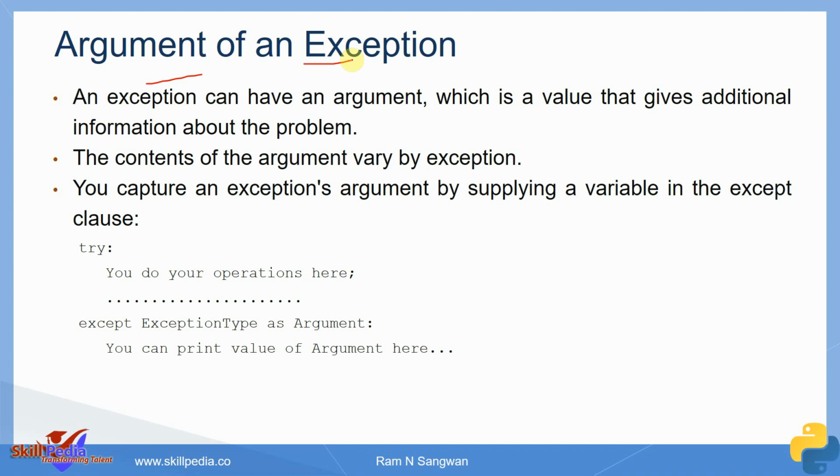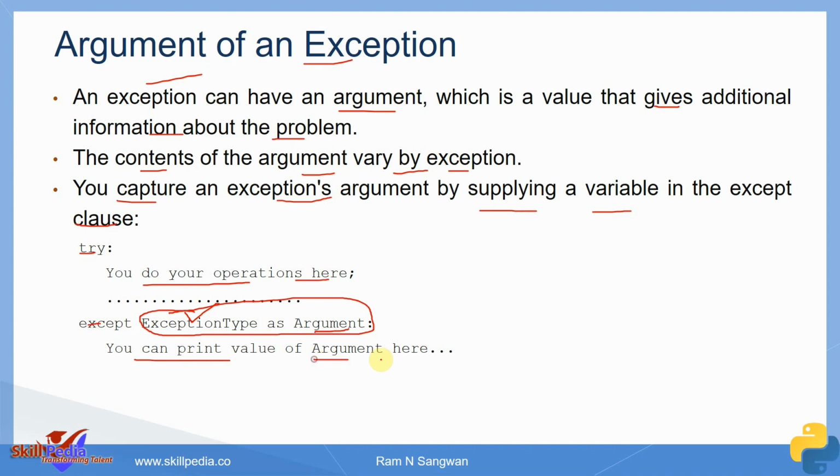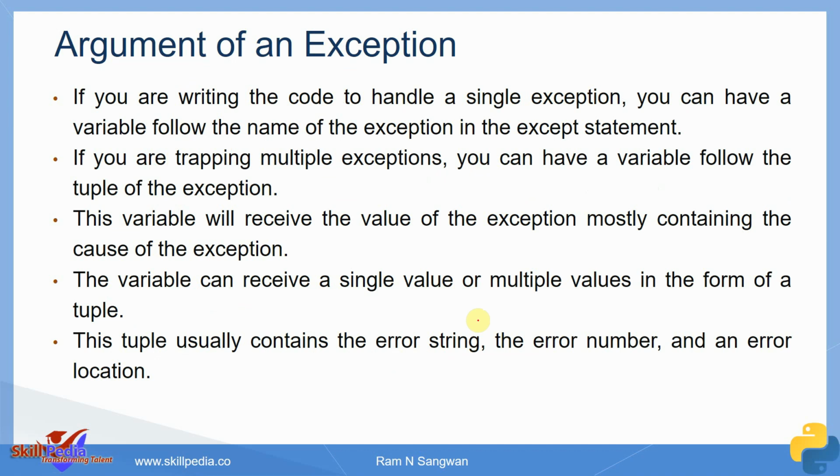Argument of an exception. An exception can have an argument, which is a value that gives additional information about the problem. The contents of the argument vary by exception. You capture an exception's argument by supplying a variable in the except clause. Like try, do your operations here, except with the exception type and the argument variable, and you can print the value of the argument here, whatever you want to display. An example will make it more clear. Let's understand some more details about the argument of an exception.